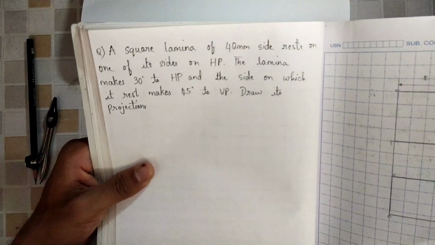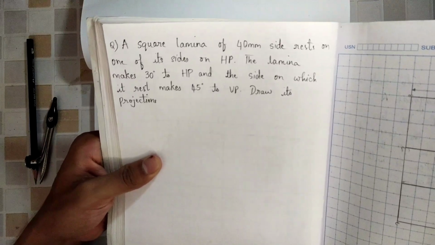So let us see with one example now. As you can see here, I have taken a book in which a question is written: a square lamina of 40 mm side.